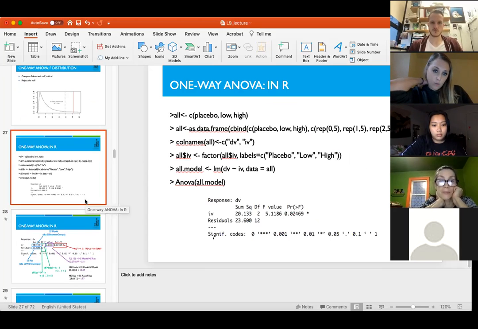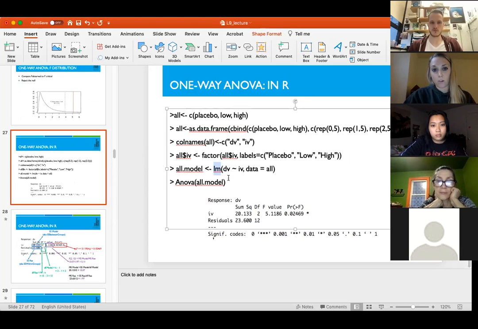So the first way to do this is by using something called lm, or linear model. This is essentially a regression. Eventually we'll talk about how ANOVA is actually just regression, just regression in a table format. So we're just presenting it a different way, but it is just regression. So we do lm for linear model.